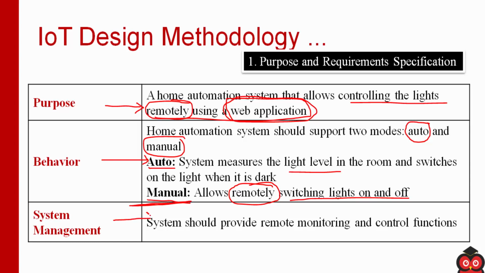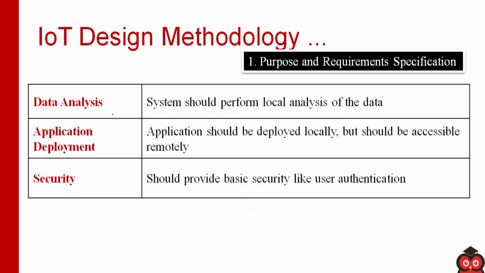Okay, and the client also needs some remote monitoring and control functions. Let's say remote monitoring means the client wants to see the light level, the light intensity data, and the client wants to control the lights, switching them on and off. So these are the system management requirements.